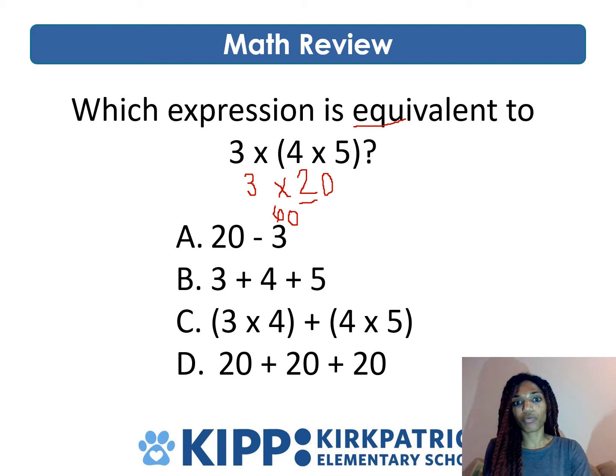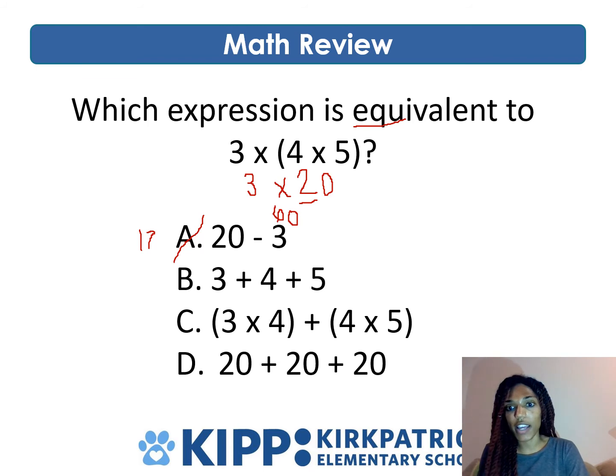So A, I can do 20 minus 3, 19, 18, 17. That does not match my 60. That one is not correct. B, 3 plus 4 plus 5. There's no parentheses. I don't have to do it in any certain order. So 3 plus 4 is 7. 7 plus 5 is 11. So this one is 11. I know that one is not correct. Let's try our next one.